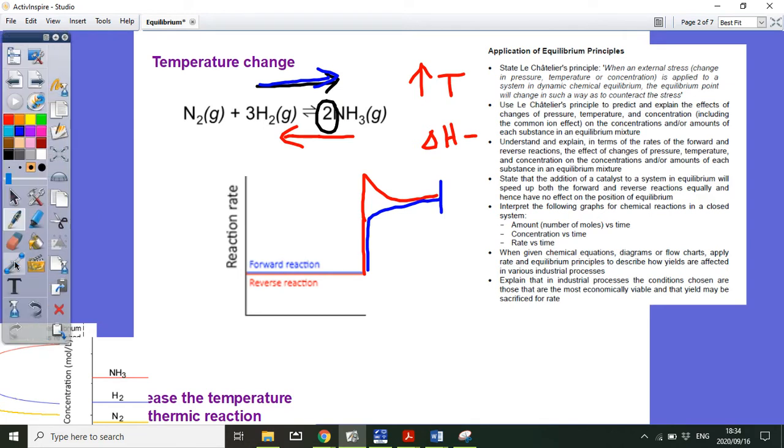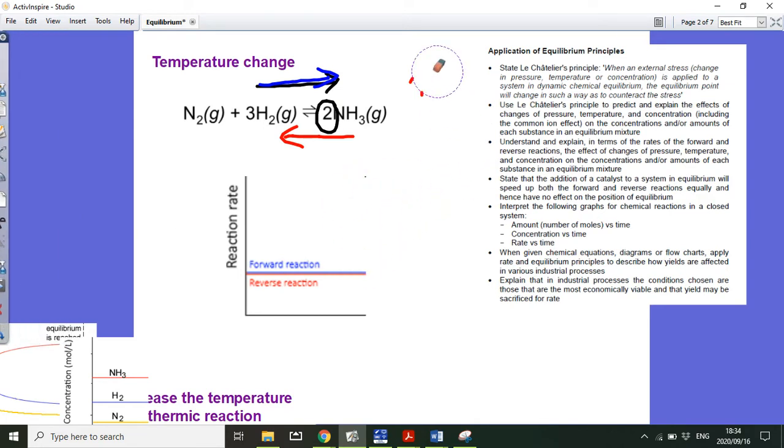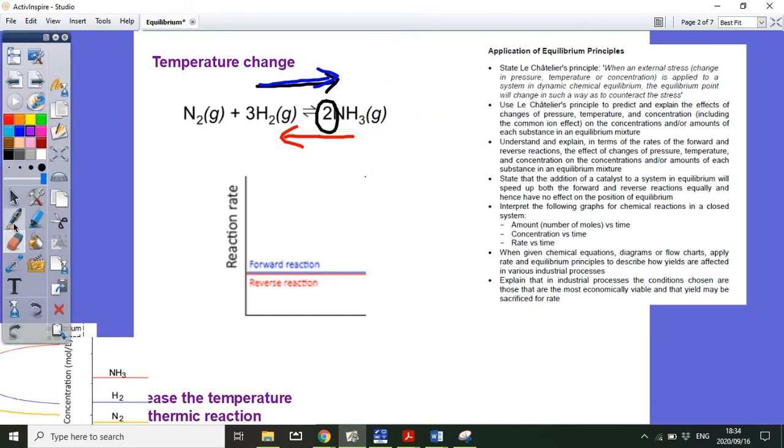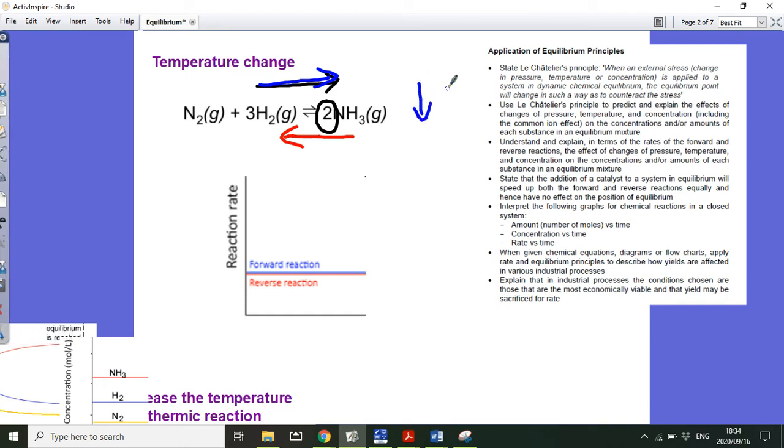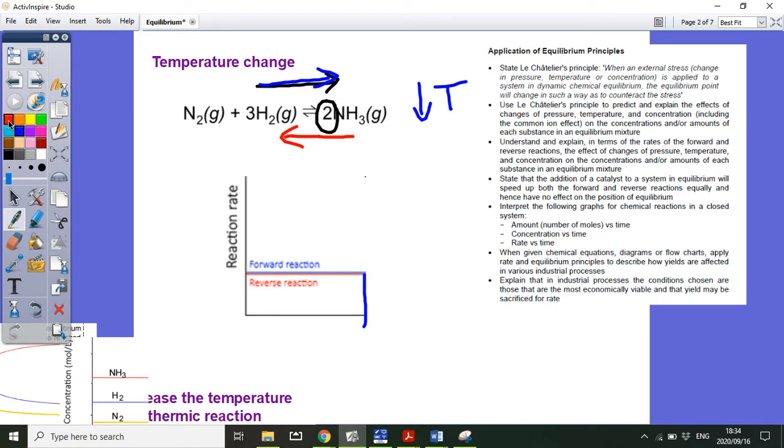This one is relatively easy, but then people get confused when the temperature actually decreases. So if the temperature decreases, and please wake up if you're falling asleep, the temperature decreases, that's my stress, and you went through the Le Chatelier points. A decrease in temperature will favor the exothermic reaction. In our case, that was the forward reaction. But now the temperature has decreased.